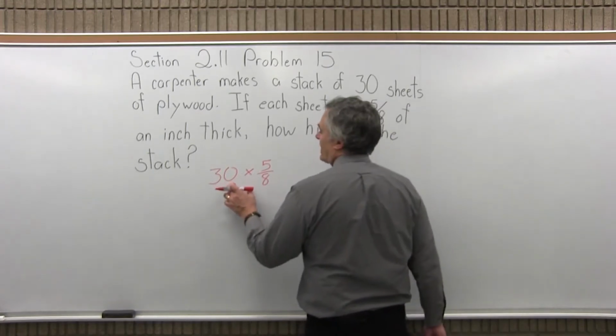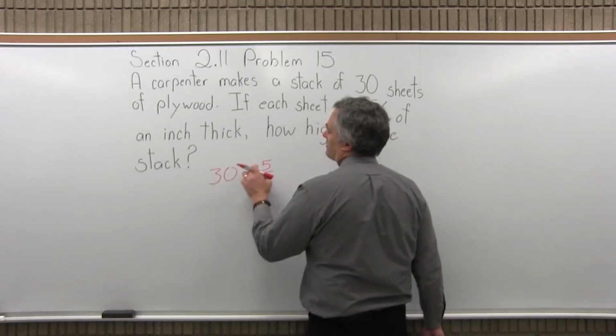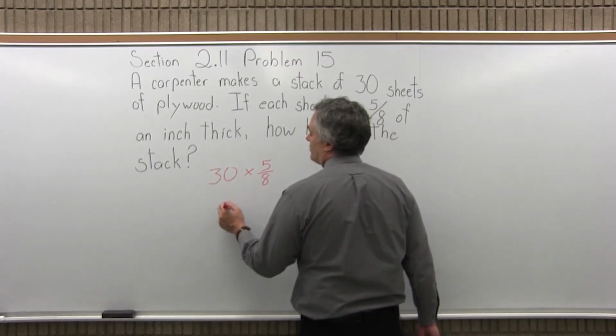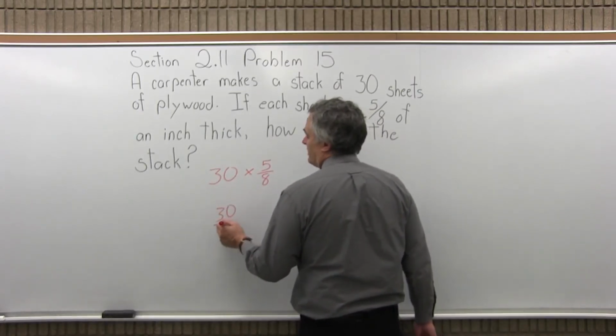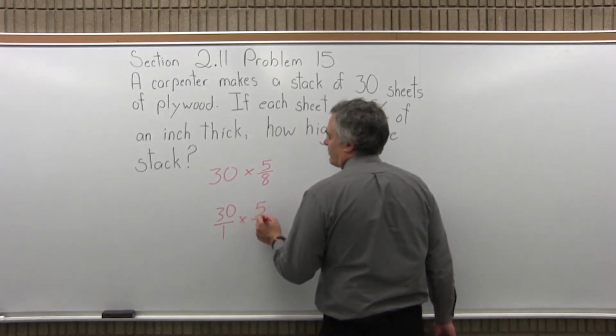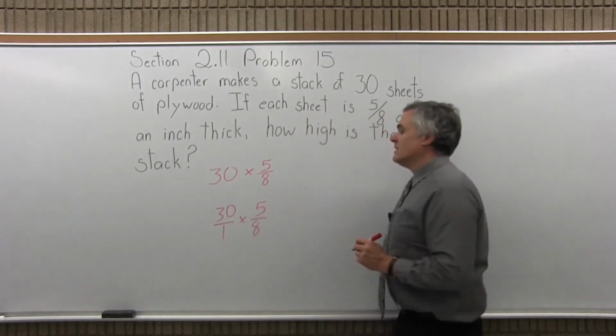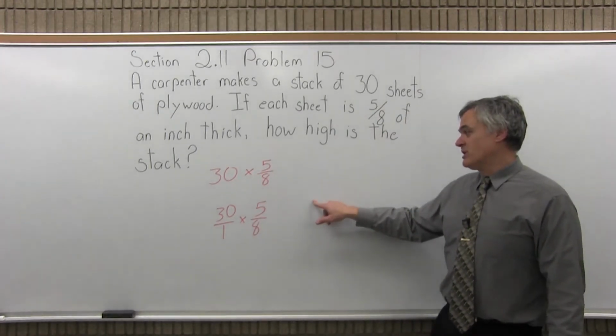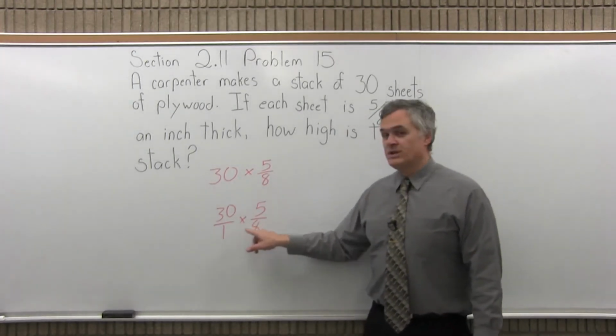So to multiply fractions, I really need to multiply top times top, bottom times bottom. The 30 does not have a numerator and a denominator, but I can fix that. Let's write 30 over 1 times 5 over 8. Now I have a top and a bottom for each fraction. I can multiply the tops. 30 times 5 gets 150. 1 times 8 gets 8.